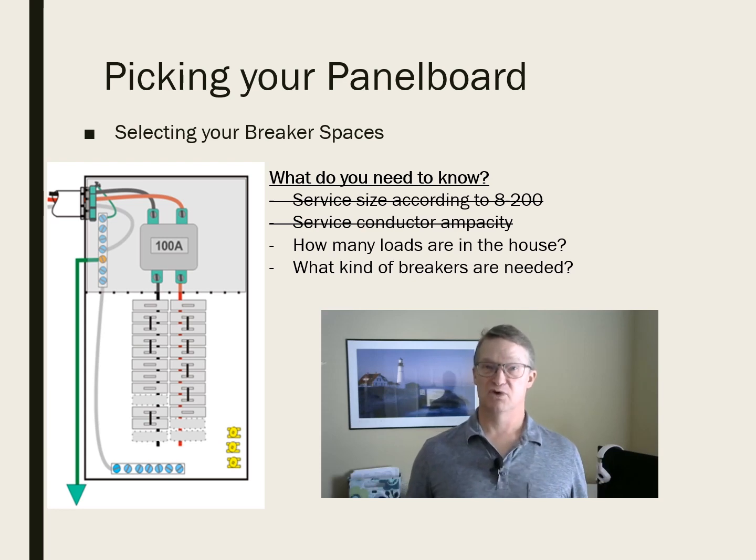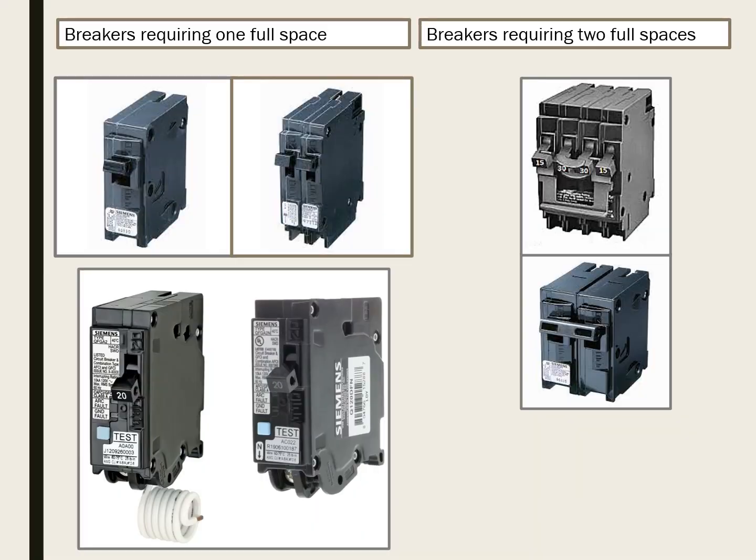So now we've dealt with the first two issues. We dealt with what our service size is going to be according to 8200, and we dealt with our conductor ampacity. So now let's look at the other three things that we need to know. The first thing is we need to know how many loads are inside the house, as well as what kind of breakers are needed. When we talk about breakers, we have a number of different things that we can select.